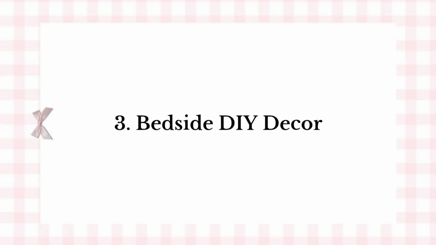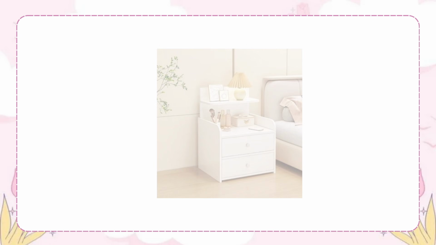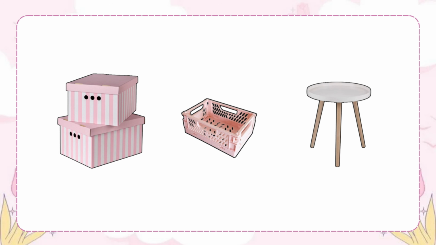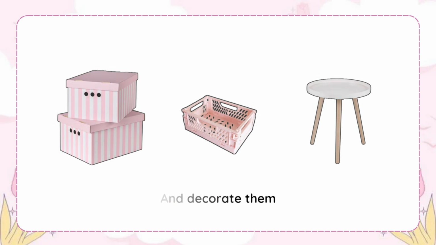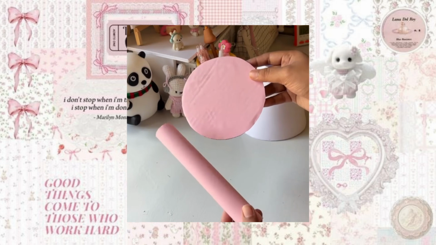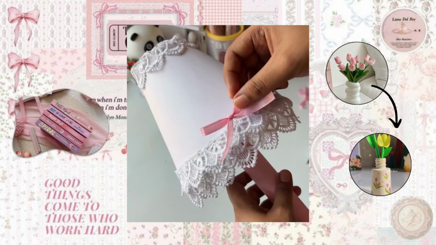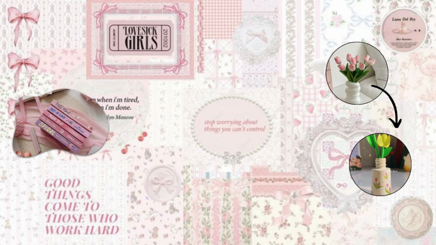3. Bedside DIY decor. Instead of buying expensive bedside tables, stack pretty storage boxes, crates, or a stool and decorate with a tiny lamp, which can be DIY made from mason jars or just papers and fairy lights. A few books. A cute flower vase, you can use an old bottle and paint it.